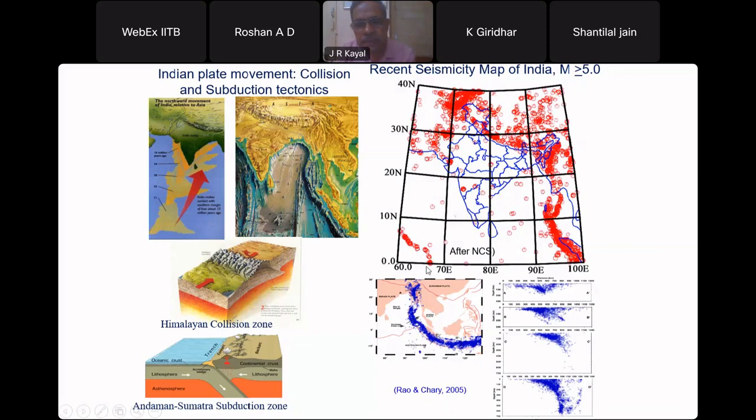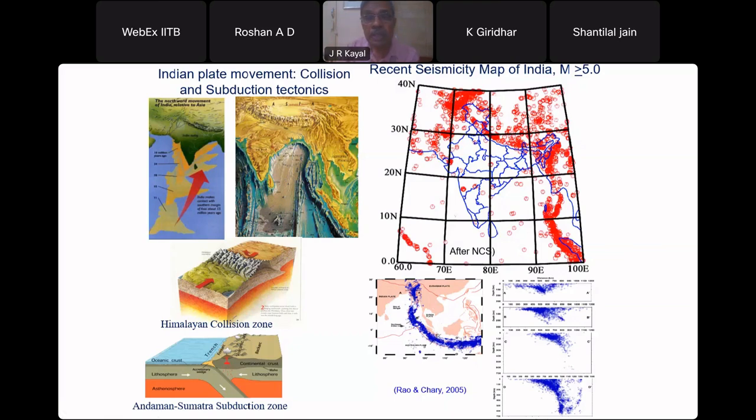And when you take the sections, say across Northeast India, we can see that the Indian plate is dipping down 200 kilometers, and across somewhere in the Andaman or Sumatra region, the Andaman region is down to 300, and below Sumatra down to 400. And when you take a section of the earthquakes, we can see that it is going down to 660 kilometers.